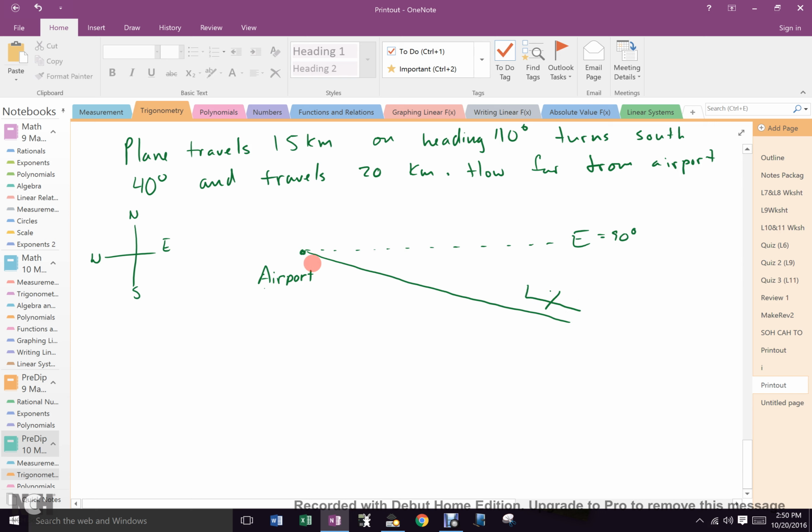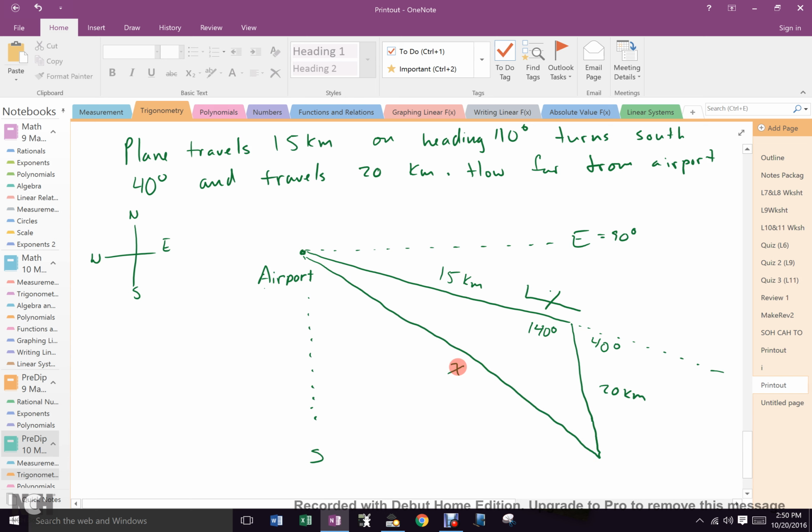Now, it's going to turn south. South is down here by 40 degrees. So if it didn't turn, it follows this dotted line. But it turns 40 degrees right there. You guys remember from the 9th grade, this has to be 140, right? So this is 15K. This is 20K. I want to know how far away the plane is. So I need this distance, which is X. Do I have a pair?